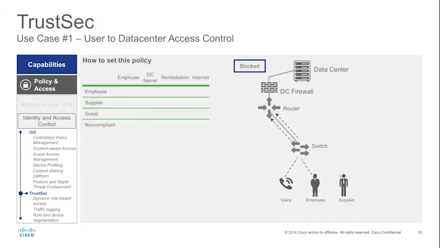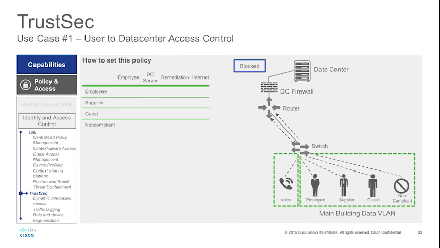TrustSec is ideal for user-to-data center access control. Using role-based tags, customers can set up policies as shown here, limiting connection to data centers while granting almost everyone internet connections. In the network, as more users are added, they're assigned tags based on role. These tags are then used to grant or restrict access to the data center.